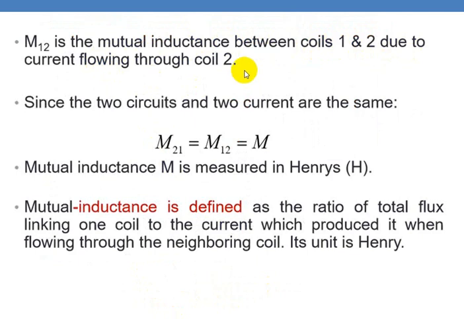So if the two coils are the same in both cases, then the mutual inductance also will be the same. Therefore I can say that M21 will be equal to M12 equal to M. So in both cases the mutual inductance will be the same. The mutual inductance M is measured in henries. So mutual inductance is defined as the ratio of total flux linking one coil to the current which produces it when flowing through the neighboring coil.